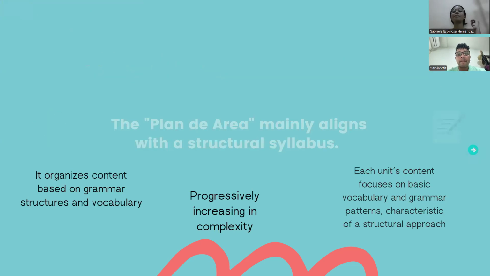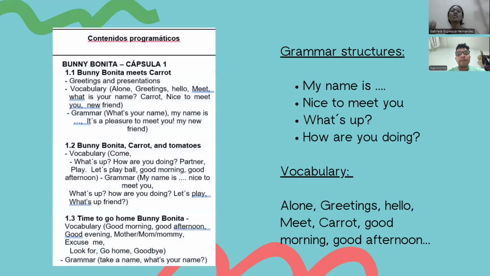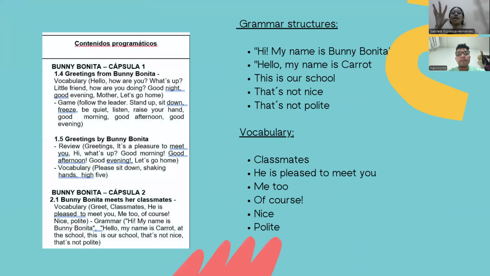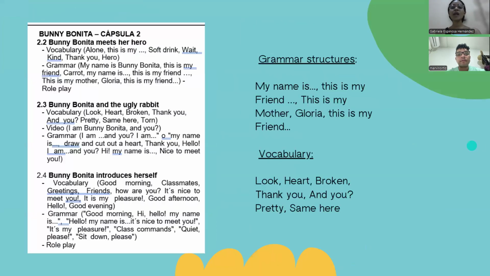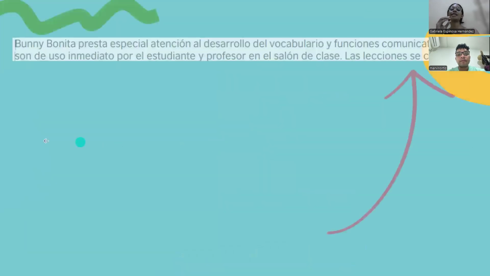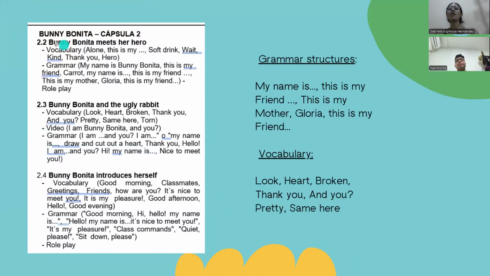For example, the programmatic contents, the greetings and presentation vocabulary. For example, hello, and what is your name. This is the vocabulary the student uses in this part. The next, Michelle, please. And the other example is in this part, the grammar structure. For example, my name is, this is my friend, this is my mother.